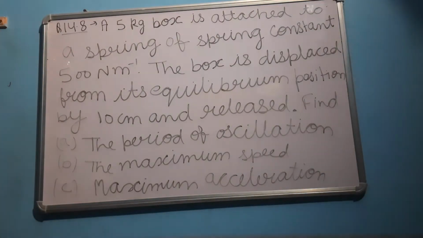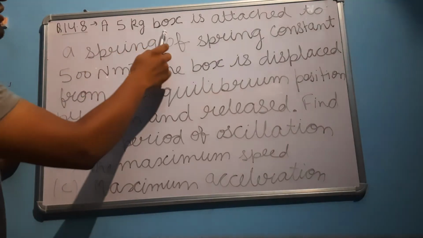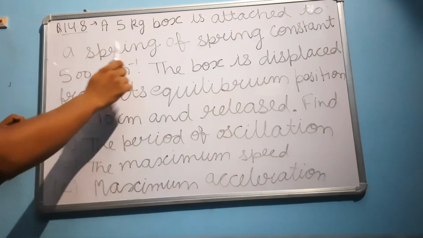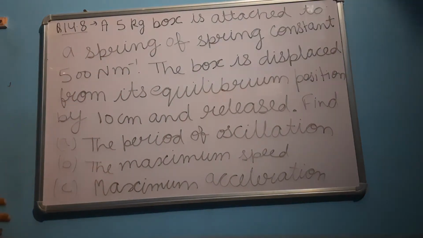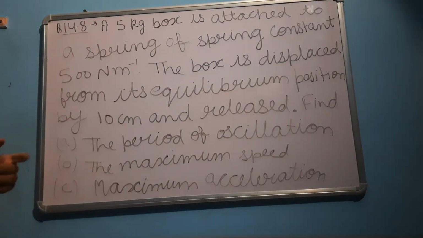Hello friends, today we are going to talk about numerical 14.8 of the oscillation chapter. Let's read it. A 5 kilogram box is attached to a spring whose spring constant is 500 Newton per meter.